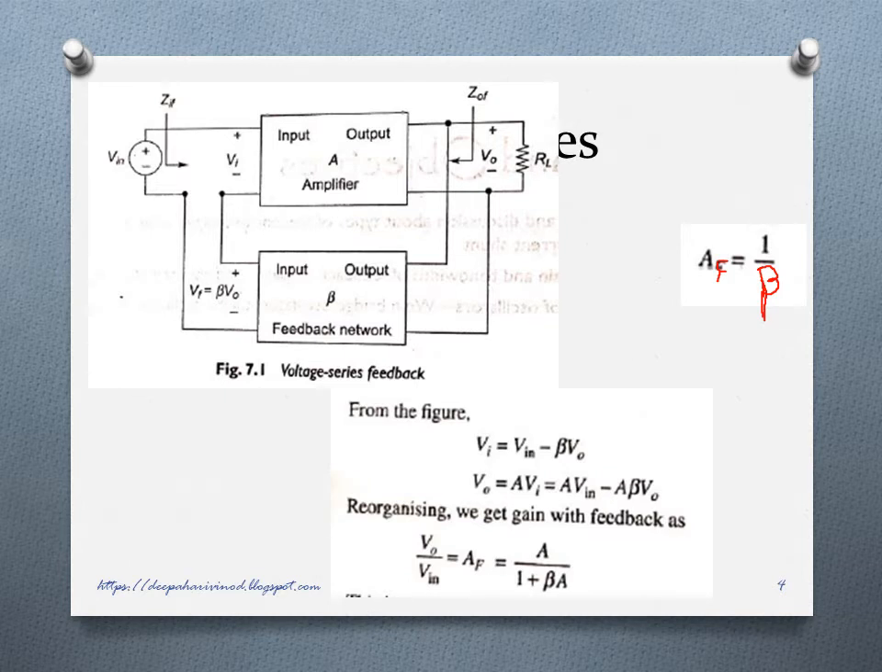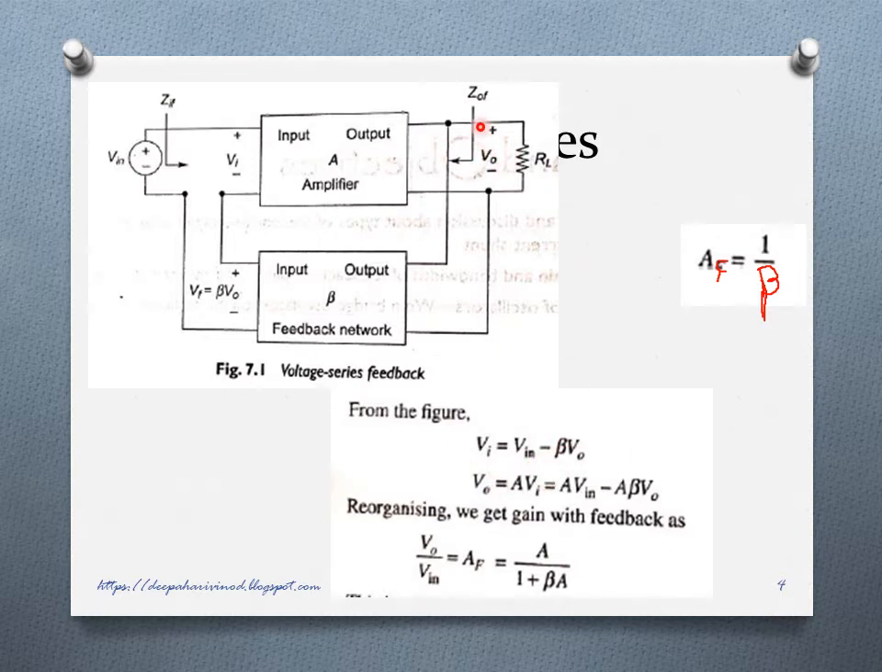By looking into the figure, this is the voltage series feedback. It is also known as series parallel feedback, and the feedback is negative in this case. And here, by looking into this, we can write Vi equal to V in, input given, plus minus, and this is minus plus. So it is minus beta V naught. So total input at the amplifier will be V in minus beta V naught.